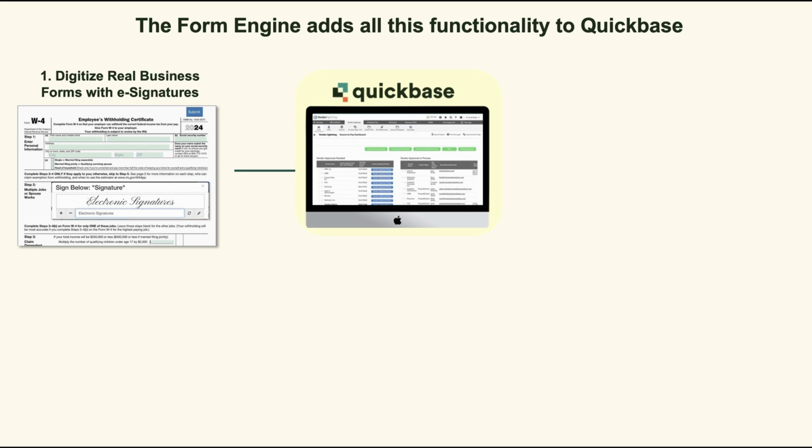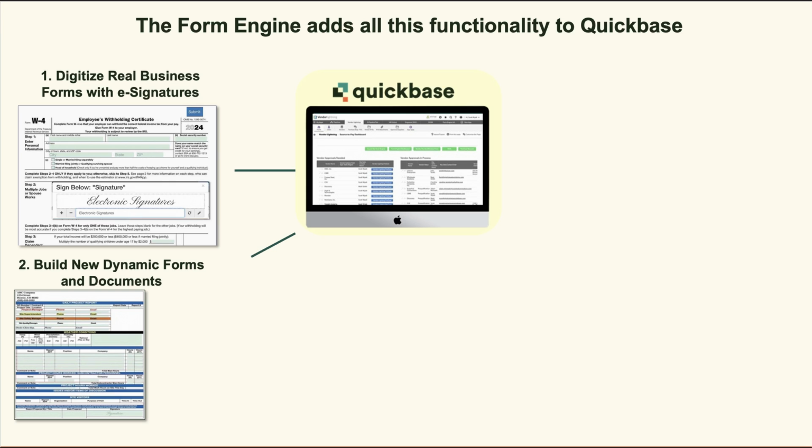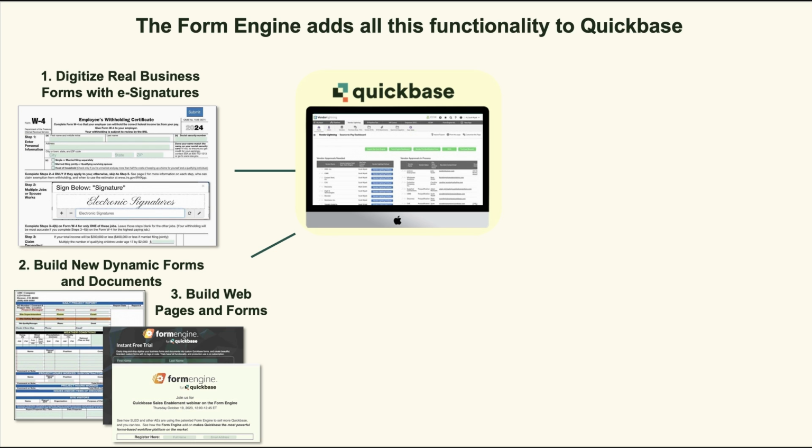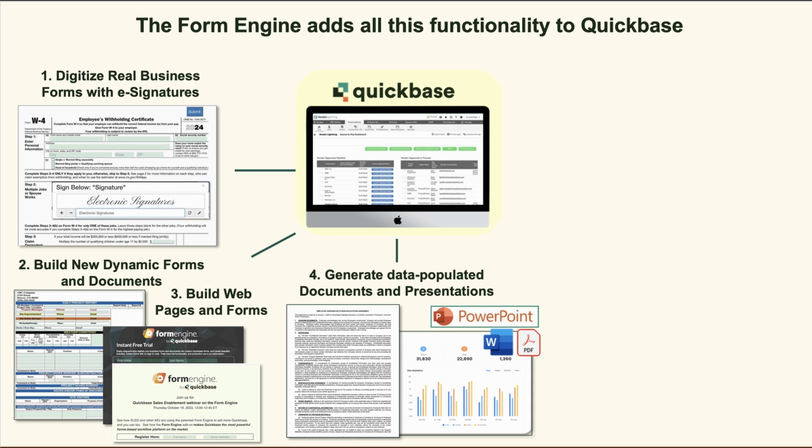1. You can convert your PDF, Word, and paper business forms into identical digital Quickbase forms with built-in e-signatures in a patented new way. 2. You can build the new dynamic digital forms and data-populated documents your business needs going forward with our exclusive rich text builder. 3. You can easily create custom web pages and web forms that are automatically hosted and ready to use. 4. You can generate data-populated output documents and presentations in multiple formats, including online, PDF, Word, and even PowerPoint.